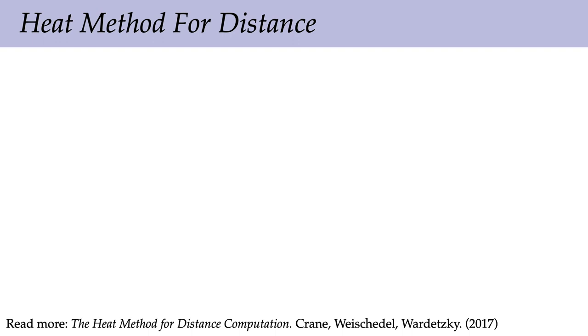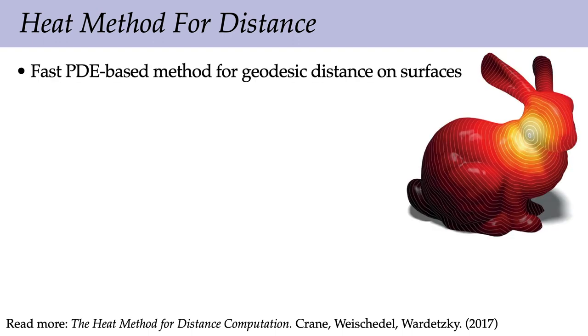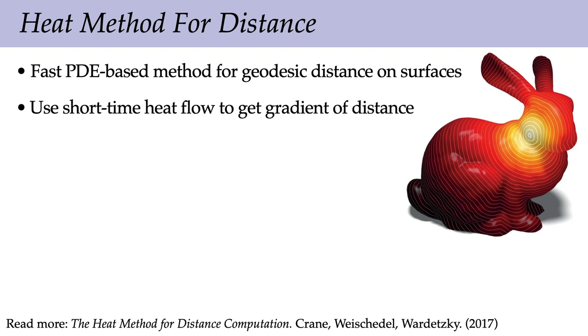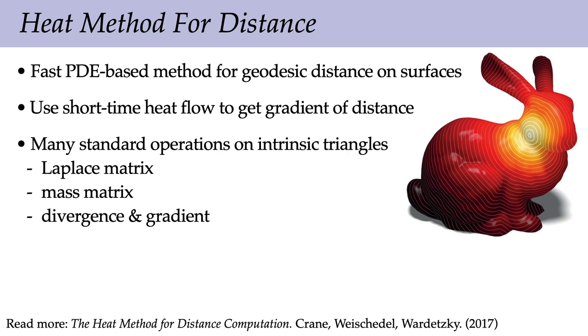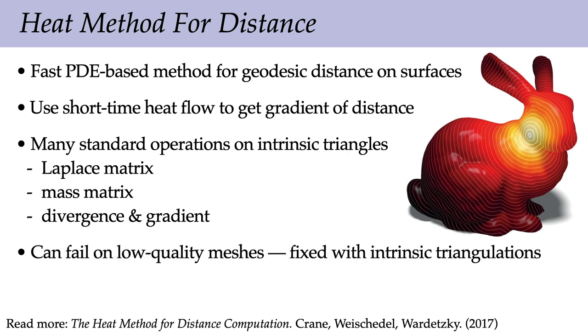So our example algorithm is going to be the heat method for distance, which is a fast PDE-based algorithm for computing geodesic distance on surfaces. The basic idea is to use short-time heat flow to get the gradient of distance and then integrate up those gradients to get the actual geodesic distance. This is a nice test problem because it involves many standard operations on intrinsic triangles, like building the Laplace and mass matrices, as well as implementing divergence and gradient operations. This algorithm is very fast and quite simple, but because it is a PDE-based method, it's susceptible to triangle quality and can fail on low-quality meshes. And what we'll see is that this is greatly remedied by using intrinsic triangulations.